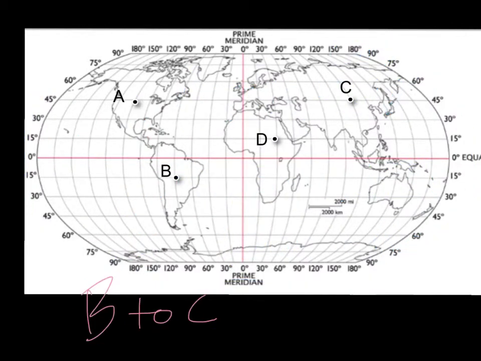As we look at exploring from B to C, it looks like I have a bigger gap, so I'm going to do some different calculations. Let's look at my B coordinates one more time as I trace B up to my longitude. It looks like I am at 60 degrees west.